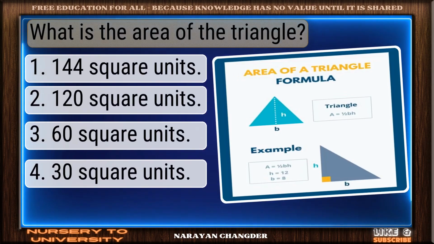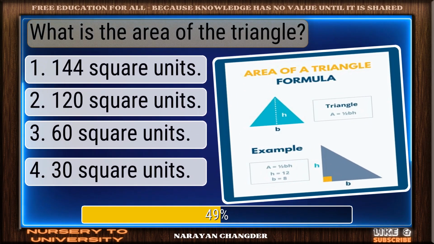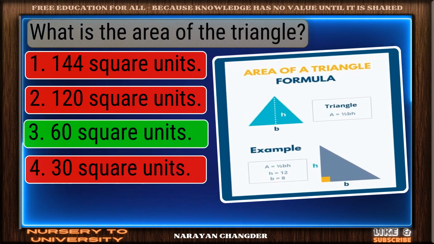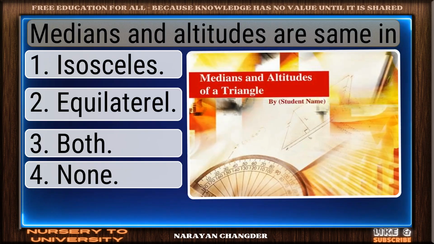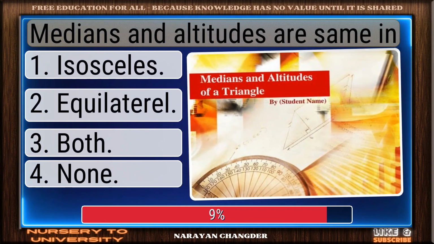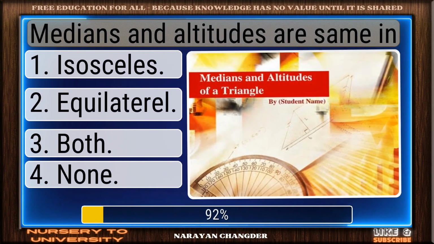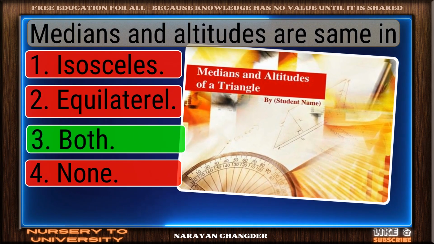Question number 253. What is the area of the triangle? You got it. Your choice 60 square units is right. Question number 254. Medians and altitudes are same in. Smart pick. Both is the correct choice.